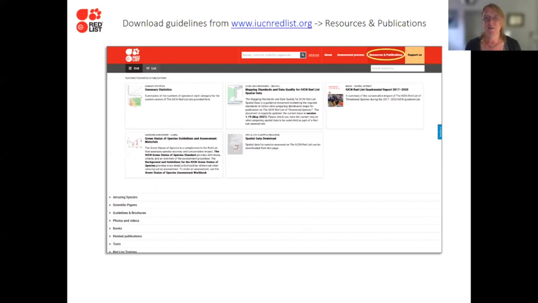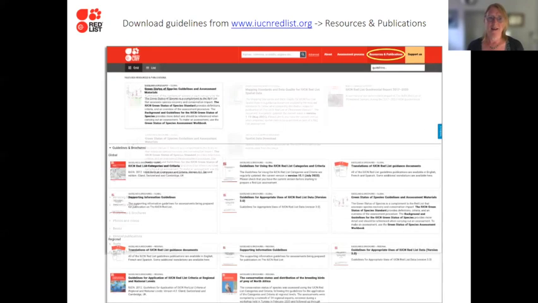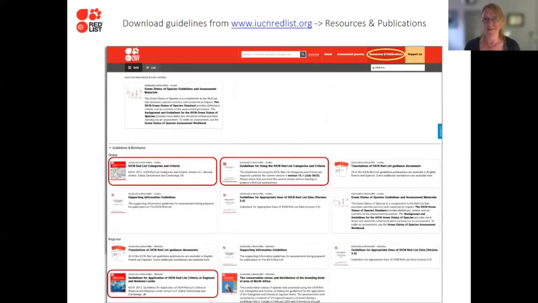So the easiest thing to do here is type the word guidelines into the text box, and it will filter all of the resources to just things that are tagged as guidelines. And we have made sure that the important documents that you need are tagged with that word. So type in guidelines and you'll quickly see where to download the categories and criteria, the Red List guidelines and the regional guidelines as well. And there'll be other guidelines as well.